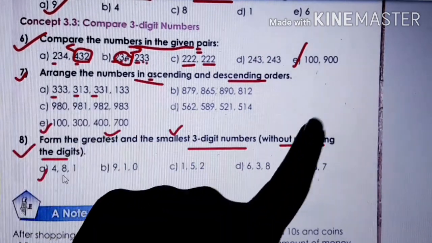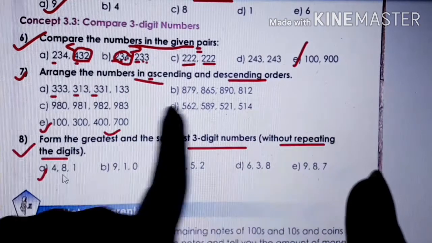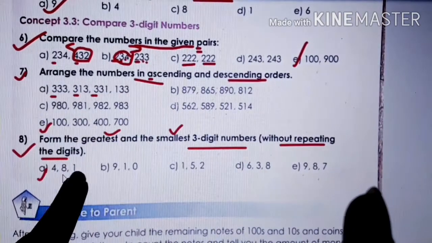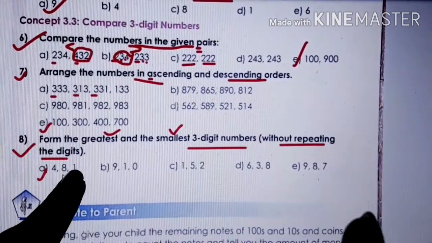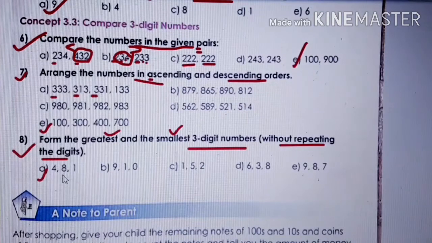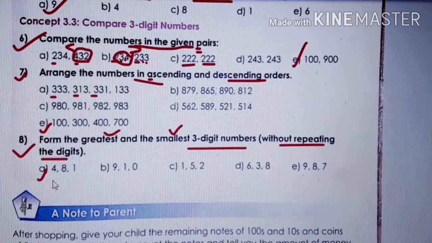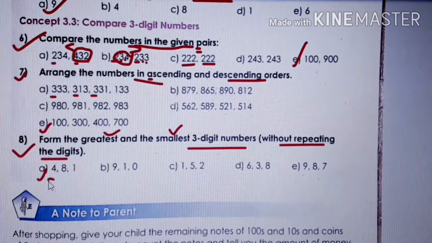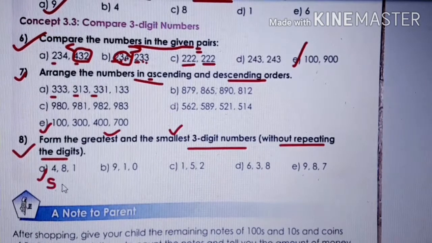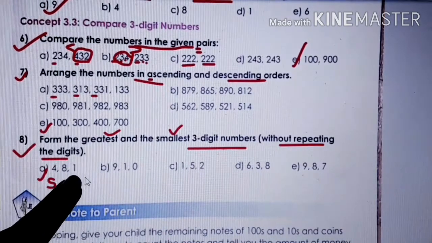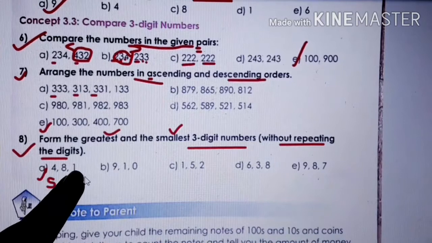Okay, but be careful, children, without repeating the digits. You should not repeat the digits. You cannot repeat 1 two times. Okay, so if I want to make the smallest number, children, with these digits, so the smallest number is which? Among 4, 8 and 1?